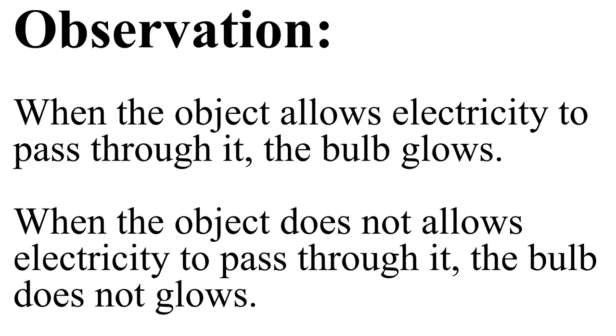Observation. When the object allows electricity to pass through it, the bulb glows. When the object does not allow electricity to pass through it, the bulb does not glow.